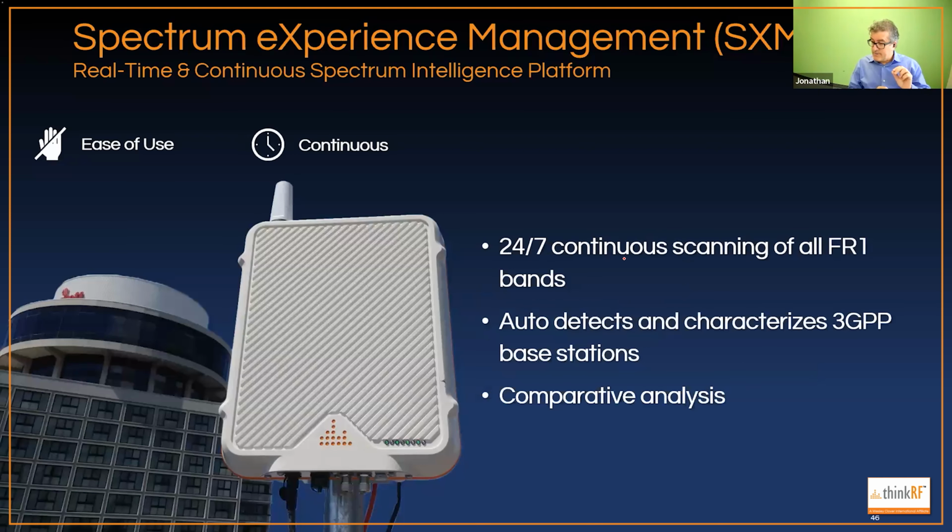The second key thing is the challenge that's specific in time. These operate continuously. They're continuously scanning all the FR1 bands. They auto-detect changes in the environment, characterize everything that's going on, and do comparative analysis. Whatever is happening, as a new base station shows up, bang, it's seen. As the channel changes its configuration, bang, it's seen, it's reported. So we're seeing stuff happening in real time.